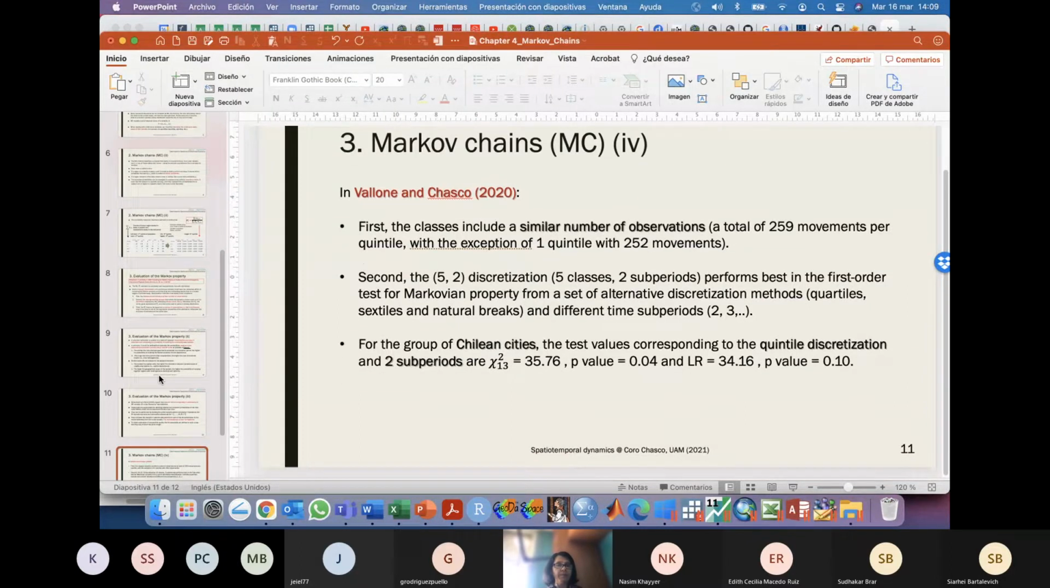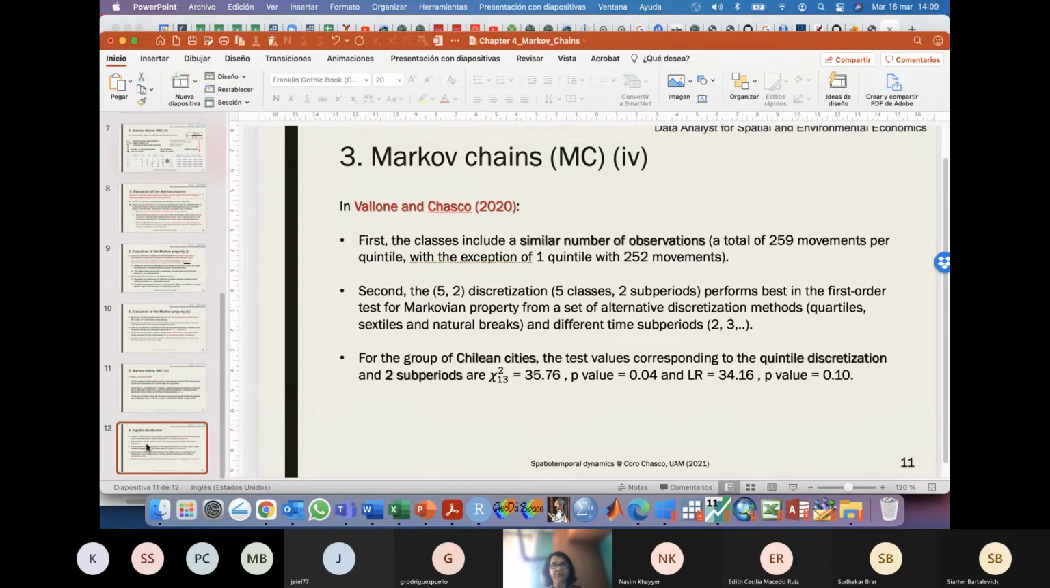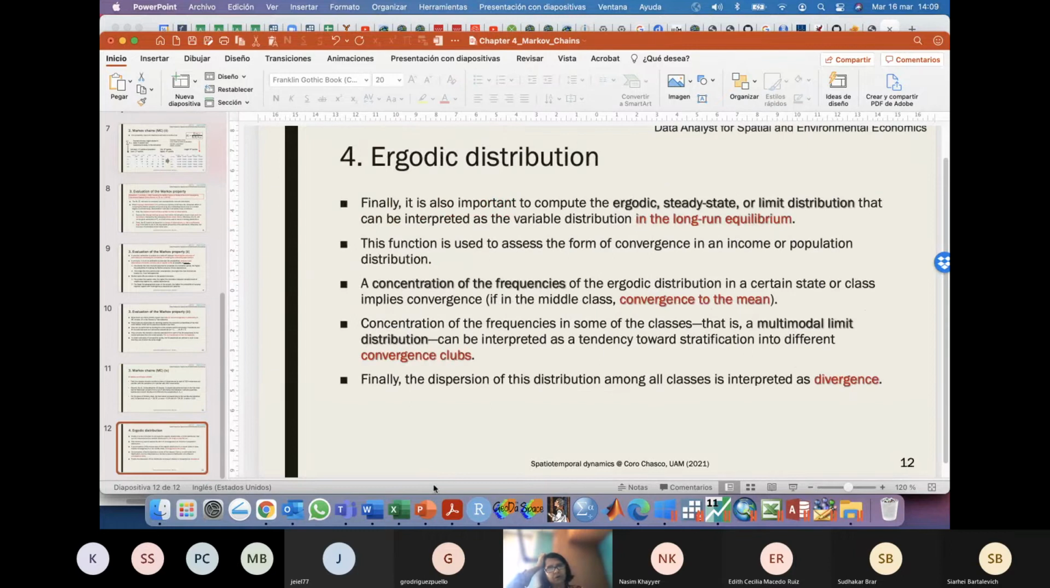And well, for the moment, unless you ask me for something, the ergodic distribution is the last chapter, yes, and this is for the moment the contents for this step or this part devoted to Markov chains.